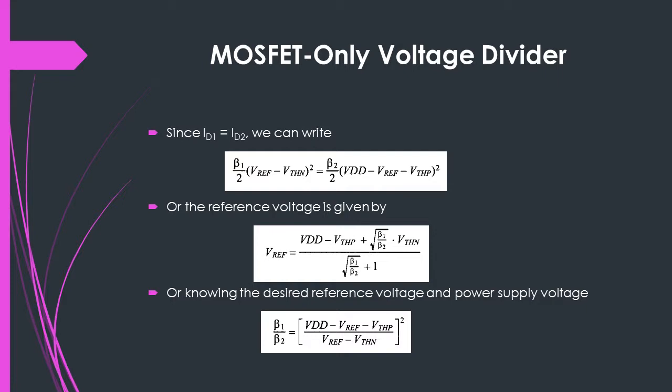Vref is equal to VDD minus VTHP plus the ratio of the square root of beta1 over beta2 times VTHN, all over the square root of beta1 over beta2 plus 1. Or, knowing the desired reference voltage and power supply voltage, we have an equation: beta1 over beta2 is equal to VDD minus Vref minus VTHP, all over the quantity Vref minus VTHN, squared.